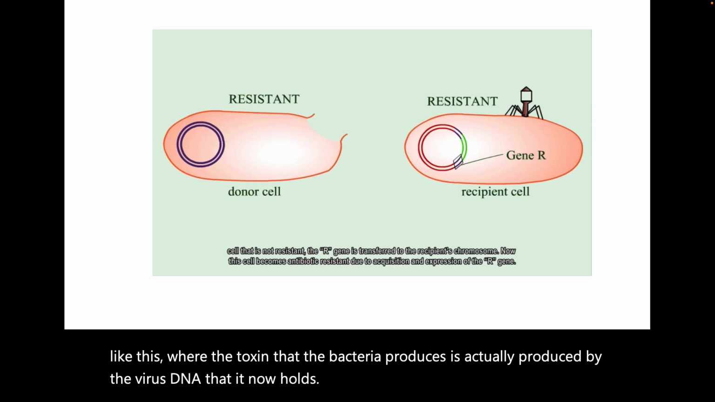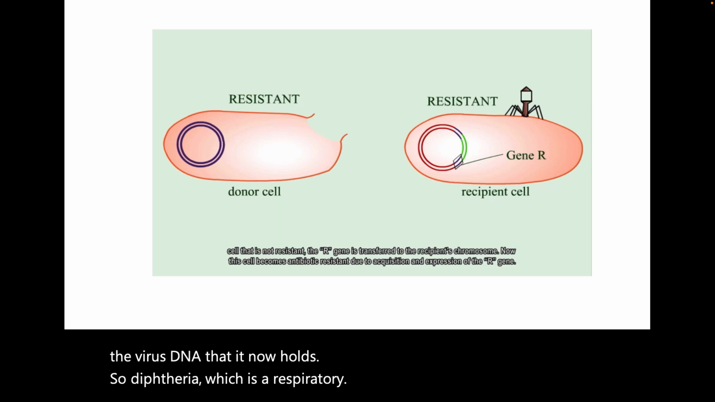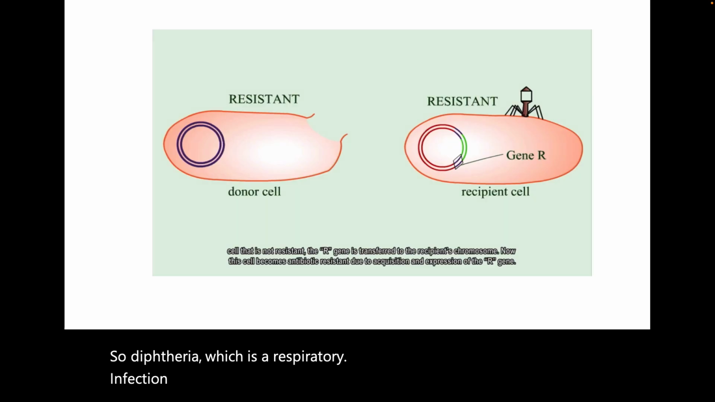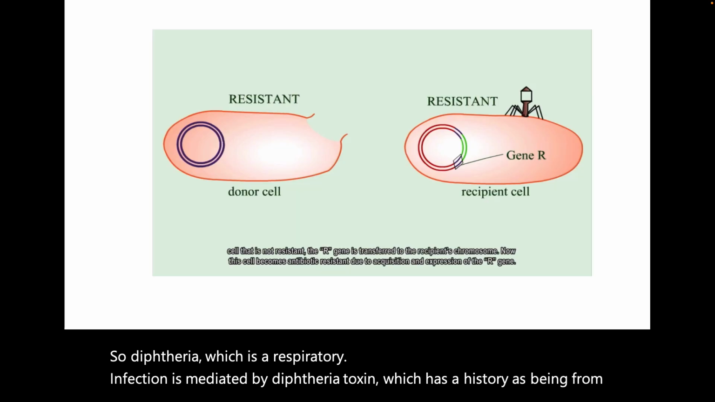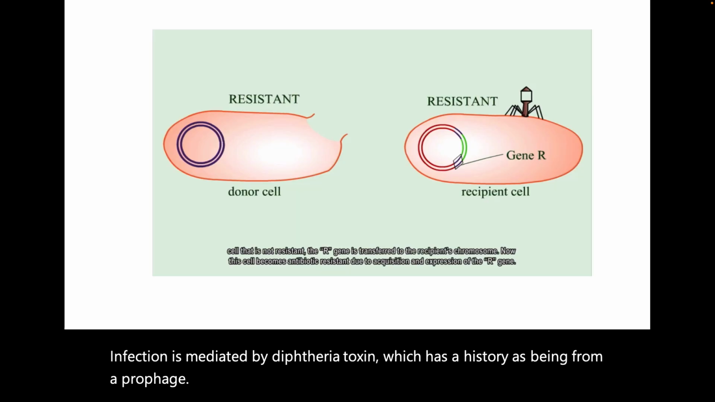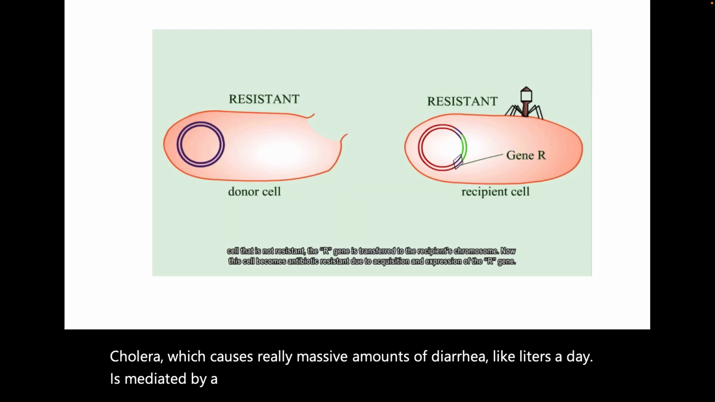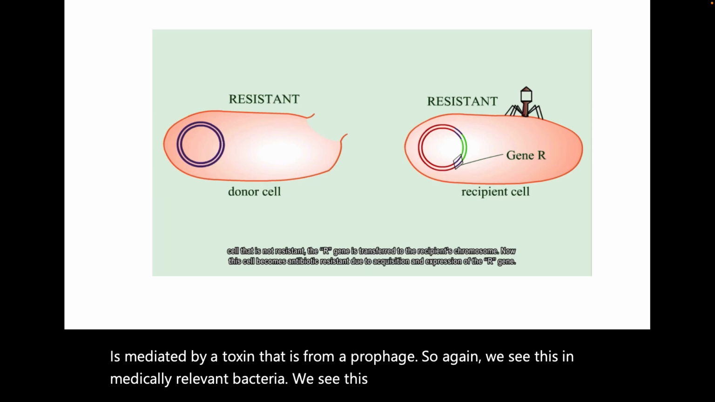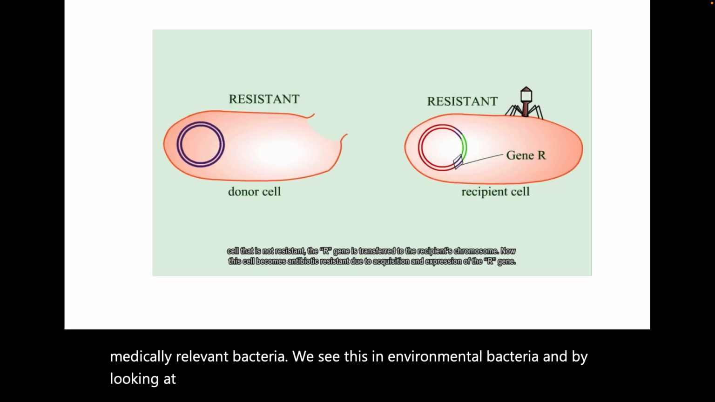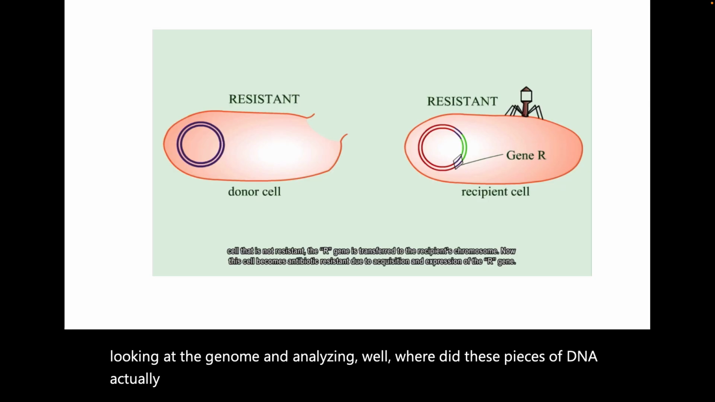So diphtheria, which is a respiratory infection, is mediated by diphtheria toxin, which has a history as being from a prophage. Cholera, which causes really massive amounts of diarrhea, like liters a day, is mediated by a toxin that is from a prophage. So again, we see this in medically relevant bacteria, we see this in environmental bacteria, and by looking at the genome and analyzing, well, where did these pieces of DNA actually come from, we can get really cool insights into evolutionary history.